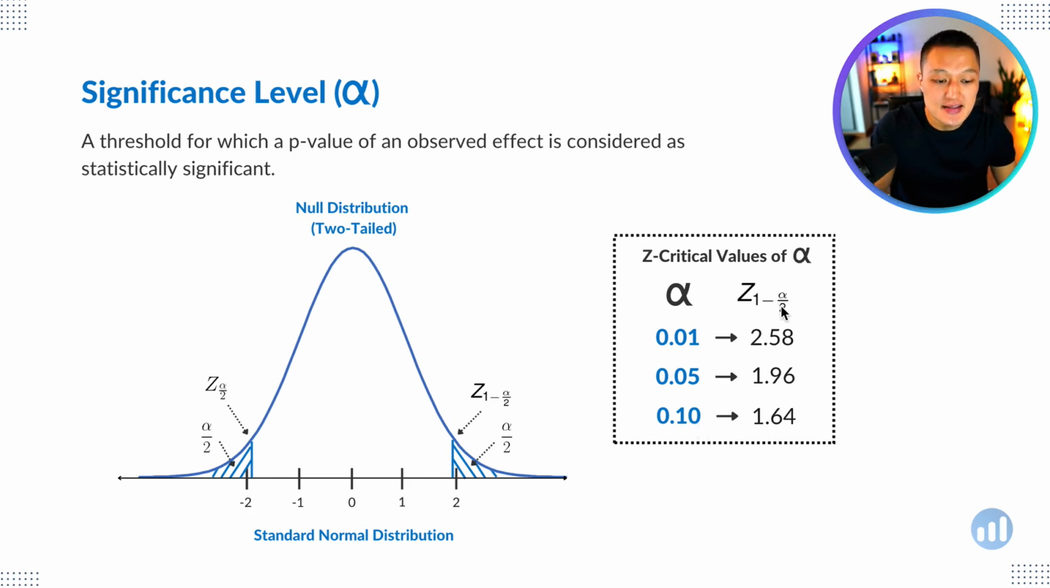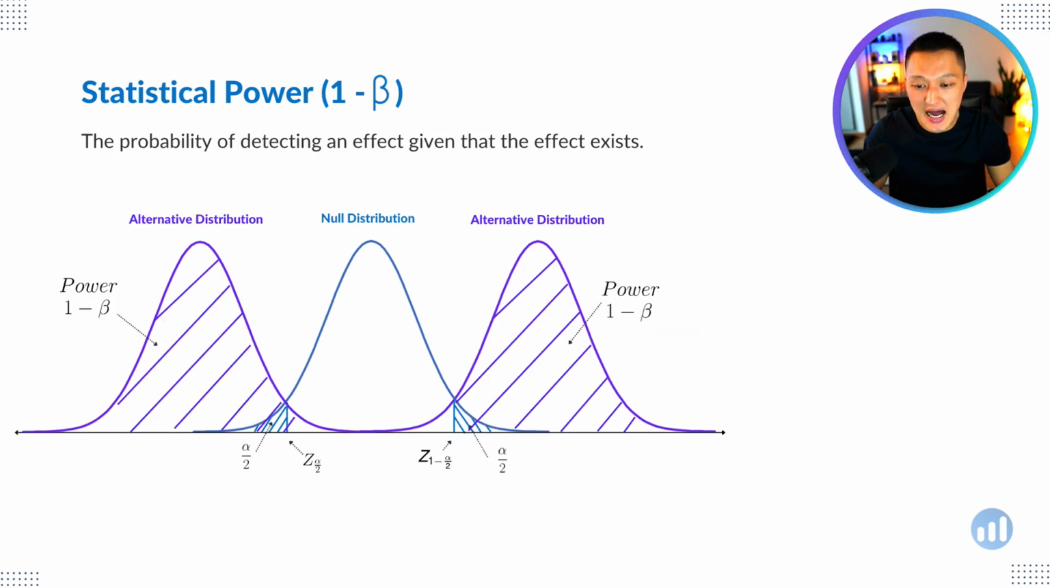Now notice that this z-score is the one on the right side because the subscript is 1 minus alpha divided by 2. What if you're trying to get the z-score for the left side? Whatever z-score value you have on the right side, you can apply that to the negative region as well. So let's proceed to the next concept that we need to cover, which is the statistical power.